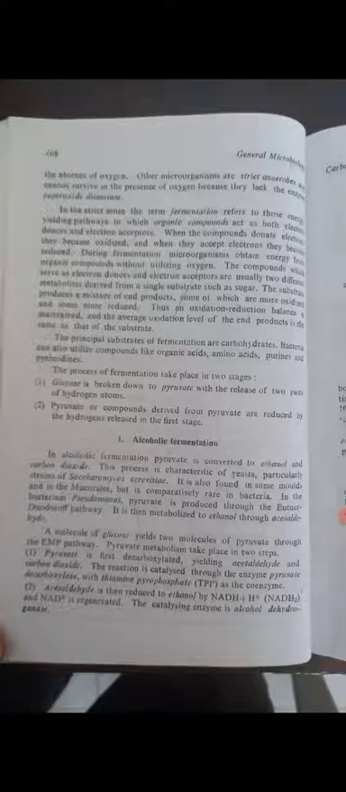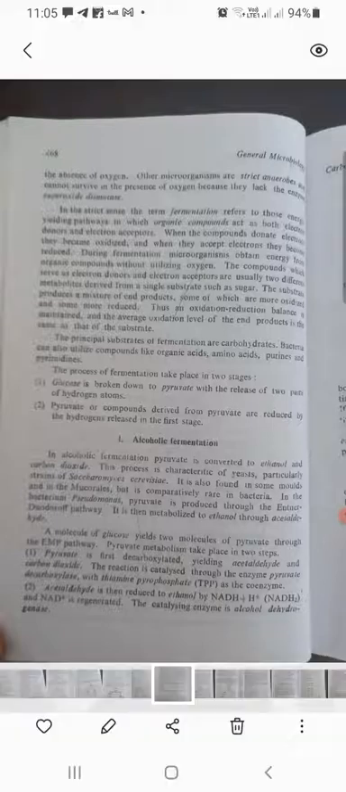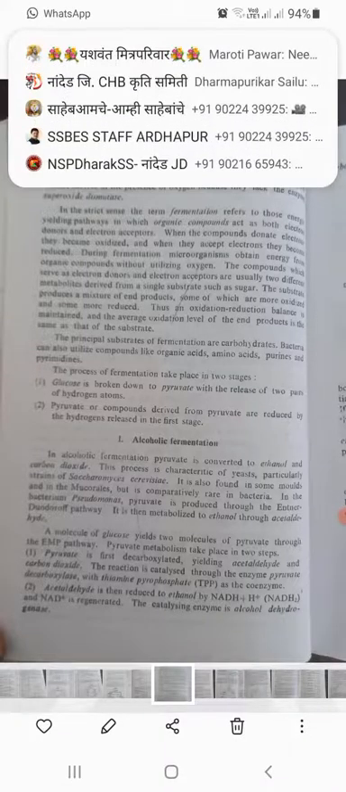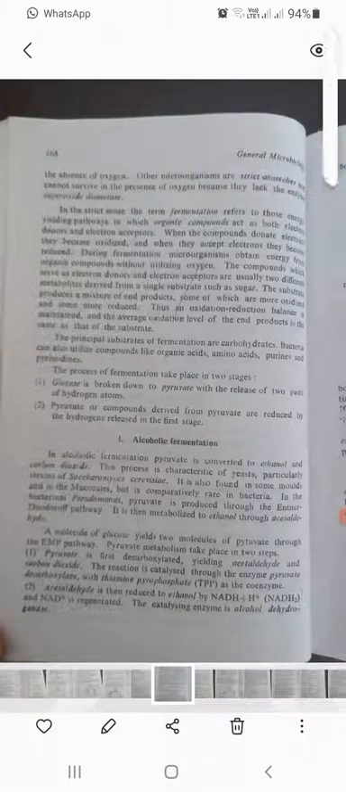In the strict sense, fermentation refers to those energy yielding pathways in which organic compounds act as both electron acceptors and donors. When the compounds donate electrons, they become oxidized, and when they accept electrons, they become reduced. During fermentation, microorganisms obtain energy from organic compounds without utilizing oxygen. The compounds which serve as electron donors and acceptors are usually two different metabolites derived from a single substrate such as sugar.